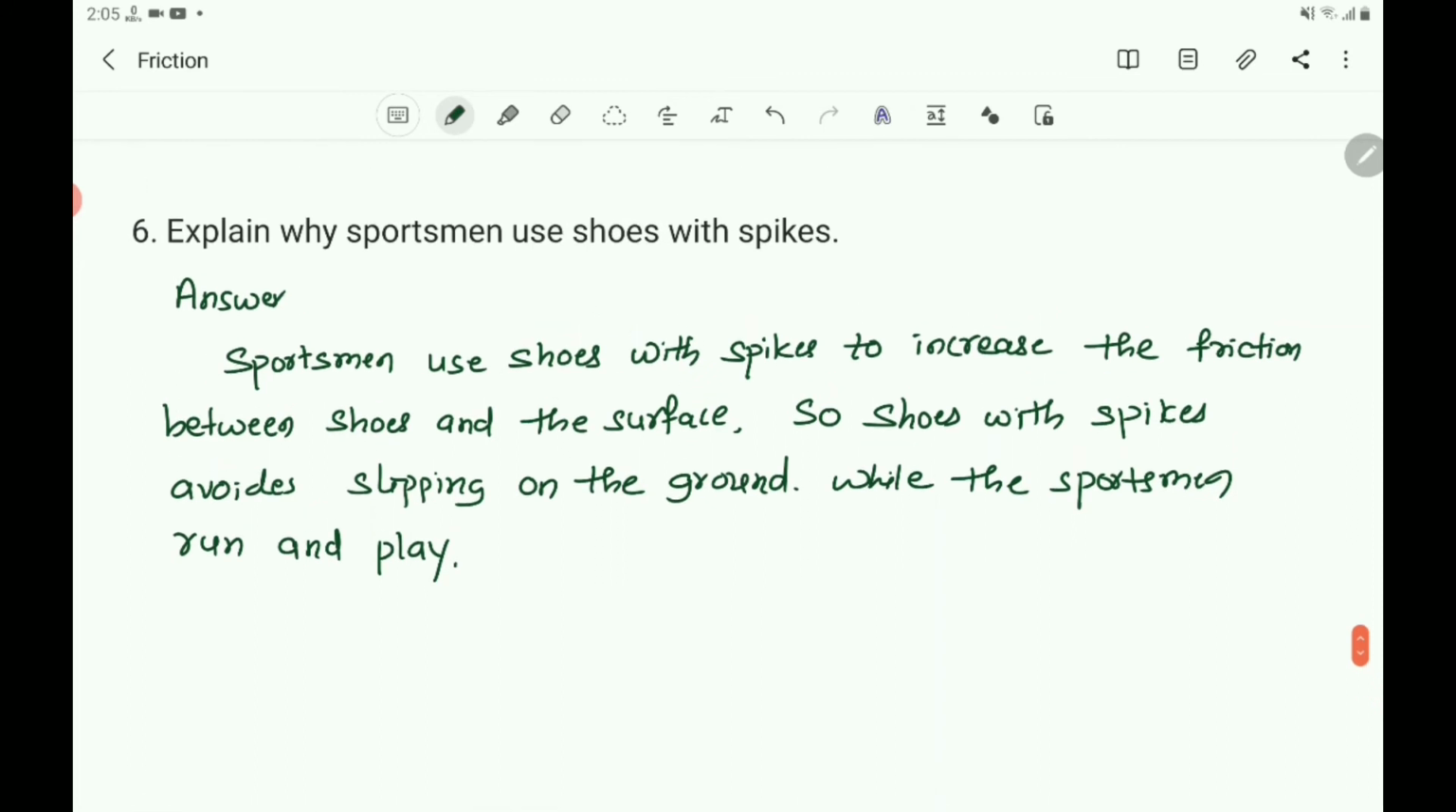So sportsmen use shoes with spikes to increase the friction. So if there is no friction, if there is smoothness between the surface of the shoes and the ground, he can't play properly.